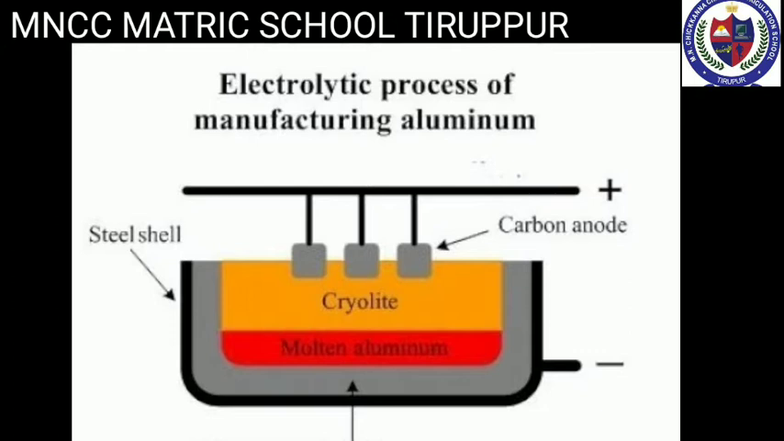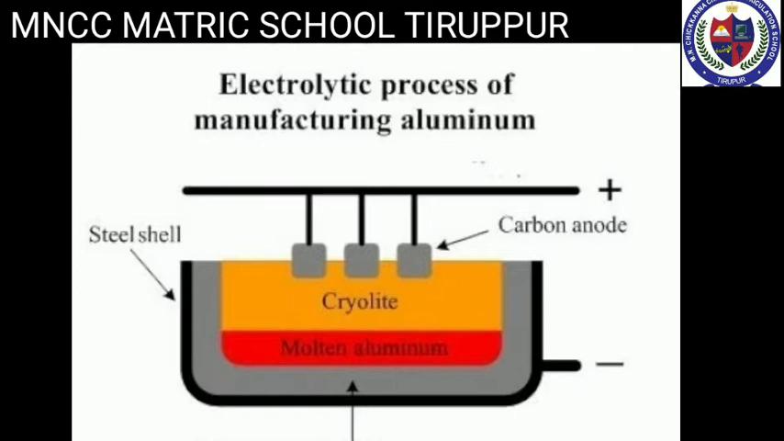Next we move to Hall's process. Aluminium is produced by the electrolytic reduction of fused alumina in the electrolytic cell. In this method, the cathode acts as an iron tank lined with graphite and the anode is a bunch of graphite rods suspended in molten electrolyte. The electrolyte is pure alumina with molten cryolite and fluorspar. Fluorspar lowers the fusion temperature of the electrolyte.